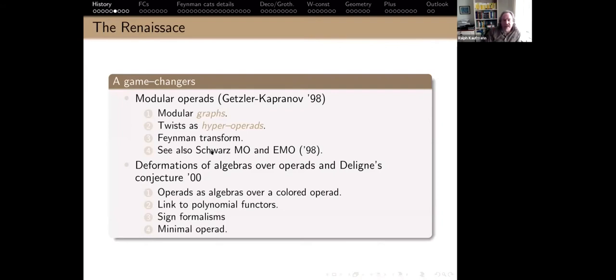So this is not actually Getzler-Kapranov, but the name modular operad is taken twice. Usually we go with Getzler-Kapranov, but this one by Schwarz is an interesting paper, which also has an interesting structure there. Won't get into that too much today. Then the other one is, but this is missing. Actually, this is Kontsevich-Soibelman. So again, this is a very important paper.